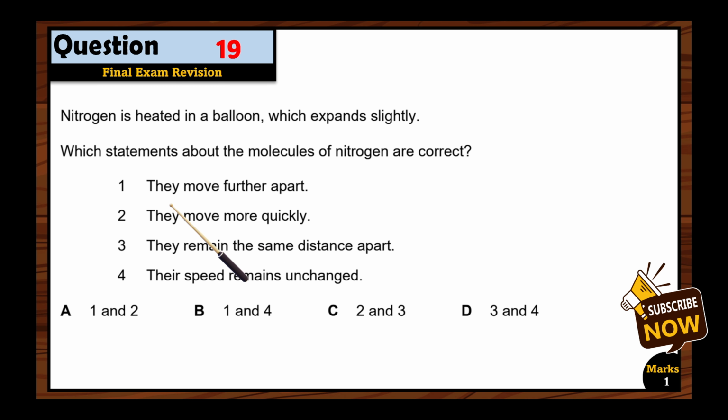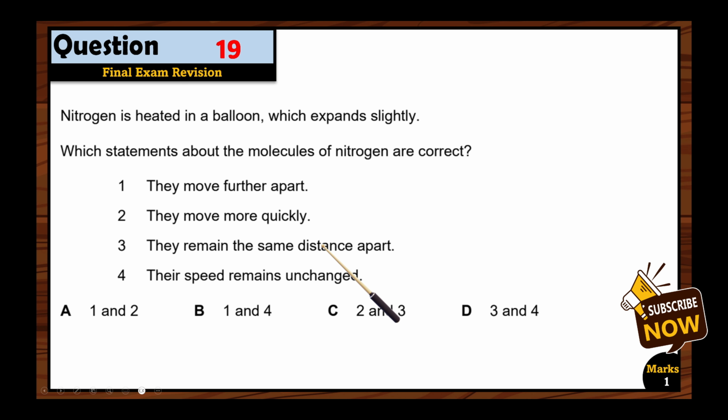So which statement about the molecules of nitrogen is correct? They move further apart. The particles will move further apart. Yes, because the speed has been increased, right? So the gas particles can move further apart. So this option can be right. Option number 2, they move more quickly. Yes, that's also right because it is heated, right? Then they remain the same distance apart. No, because we have already increased the temperature.